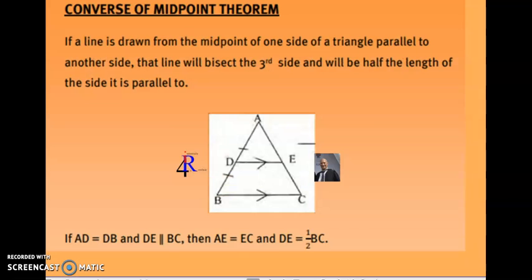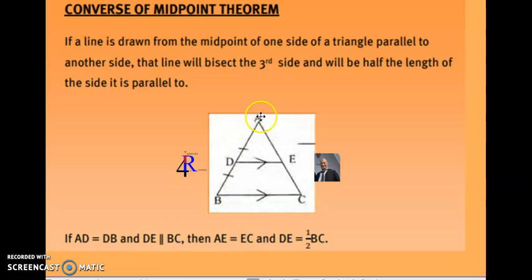When we work with the converse of the midpoint theorem, then we say that if a line is drawn from the midpoint of one side of the triangle and is parallel to the other side, then that line bisects the other side of the triangle. So, how do we state this? This line will also be half of the second side of the triangle that it is parallel to.